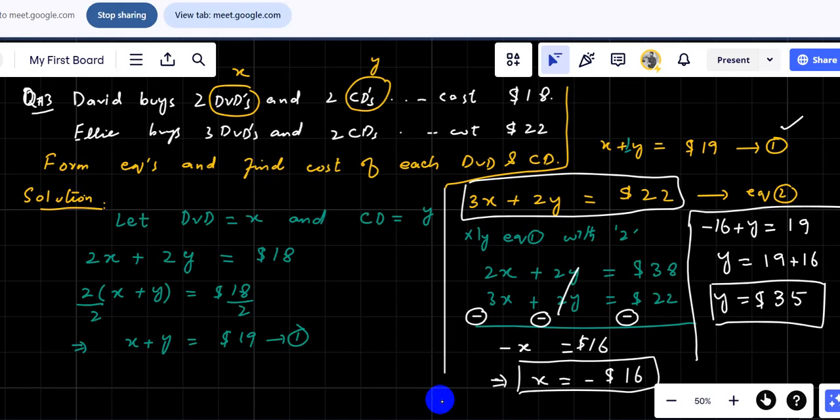I would suggest you attempt as many as you can. It is not mandatory to attempt all 20 questions because some of the questions are on the same pattern, so you don't need to spend your time on the same questions, but you need to solve at least 5 to 7 questions from that worksheet.